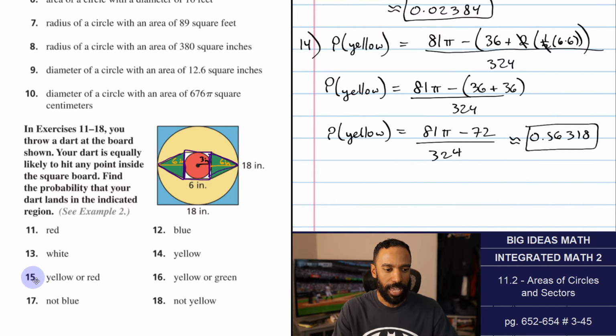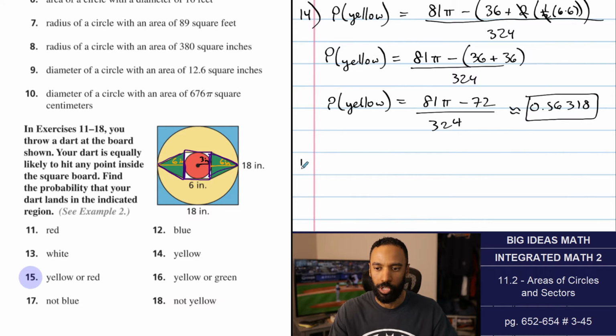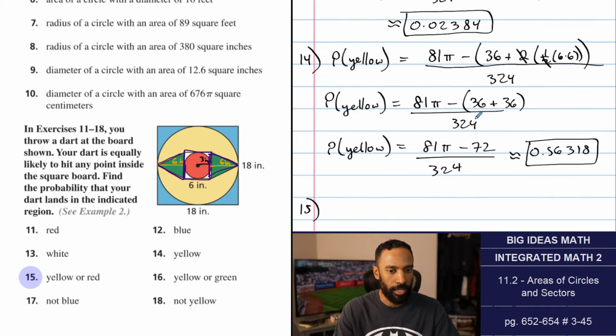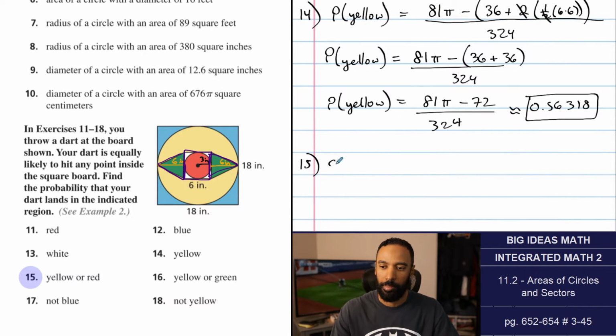All right, probability of yellow or red. So yellow or red means that yellow portion that we already have, and the red, 9 pi. So probability of yellow or red.